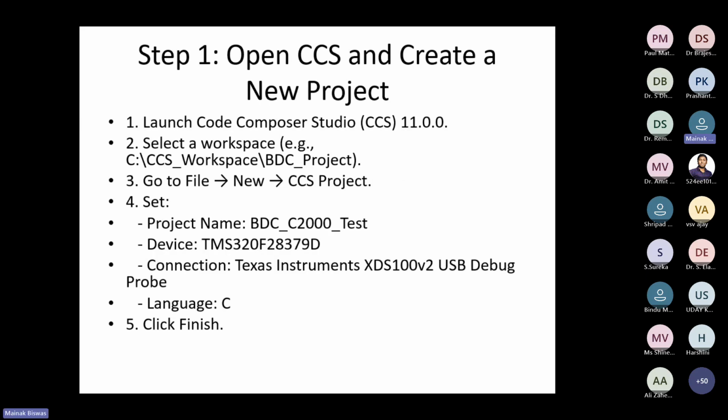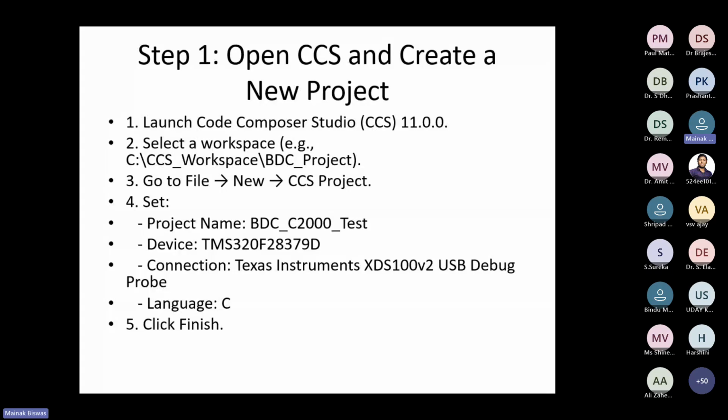For step one, open the CCS and create a new project. Then launch the Code Composer Studio. It is CCS 11. I already told that one. And select a workspace. You can select your workspace, like for my case, that is CCS underscore workspace. And that is the bidirectional converter project, that is BDC underscore project.